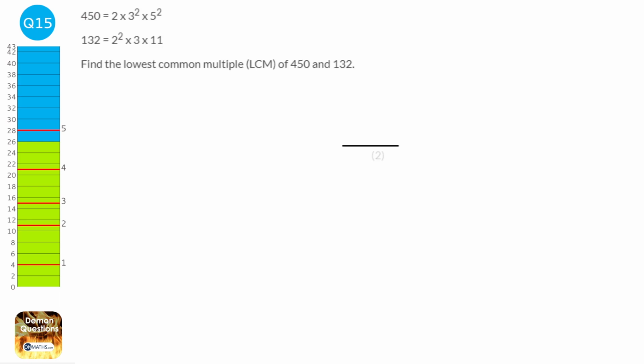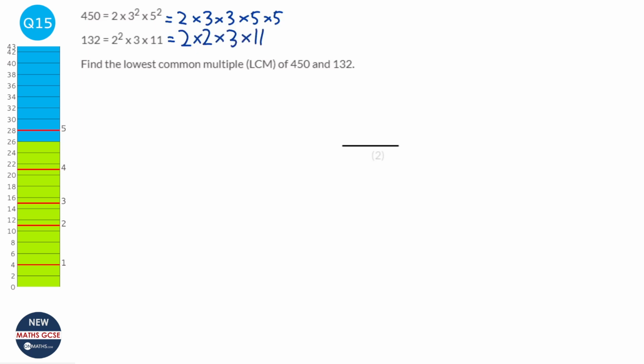This question seems a lot harder than it is. What I'm going to do is I'm going to start by rewriting the prime factors, but without the squared. So 2 times 3 times 3 times 5 times 5. I'm going to do the same with the other lists as well. So 2 times 2 times 3 times 11.